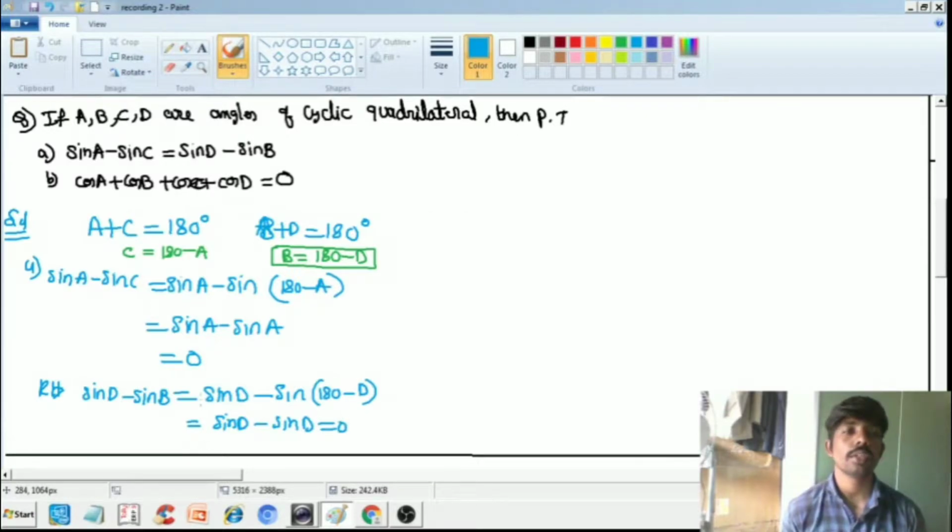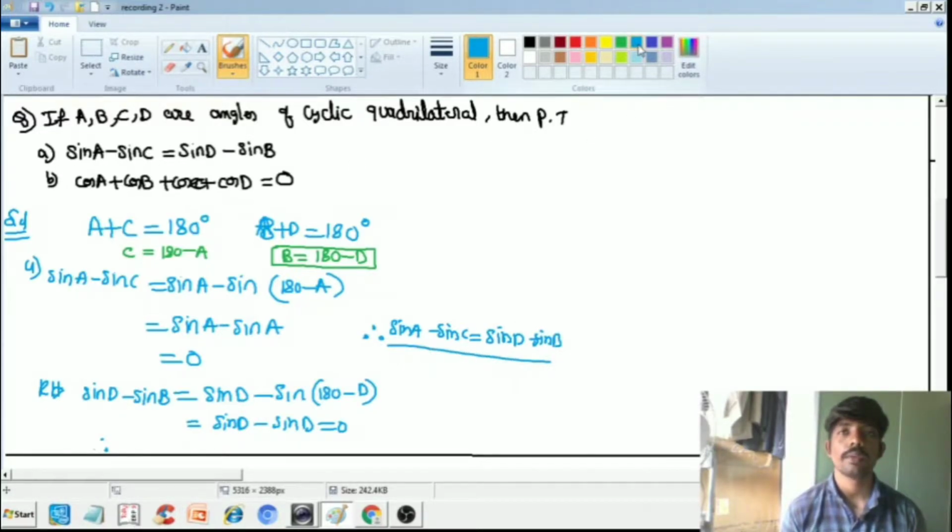Both are 0, which means we can equate. Hence 0 and 0, LHS is equal to RHS. Therefore, we can say that sin A minus sin C is equal to sin D minus sin B. That's all. This is the solution for the first part.